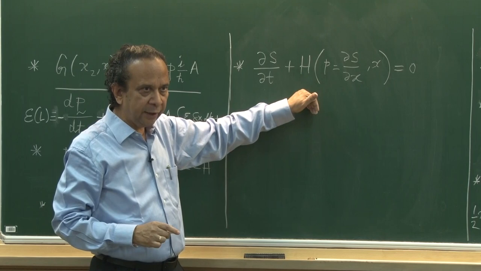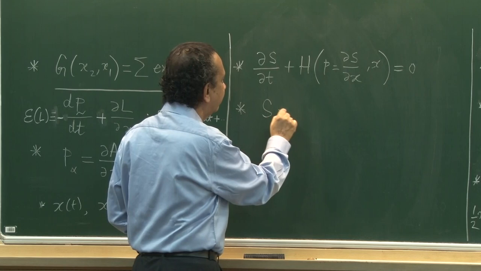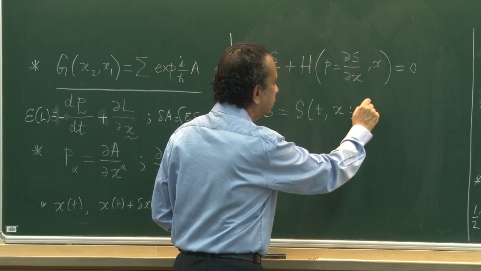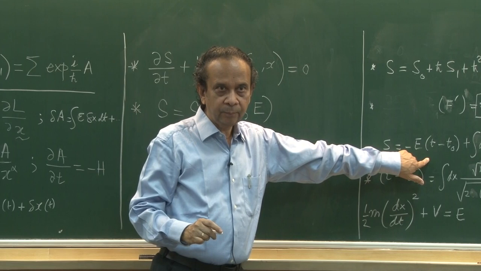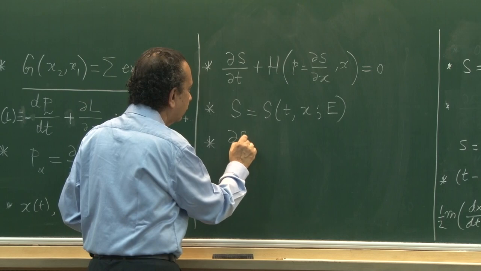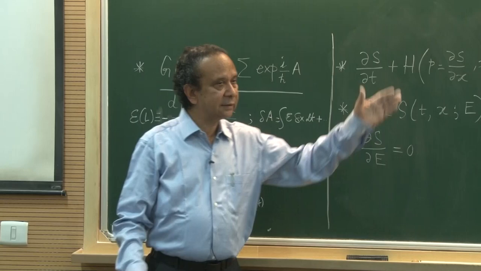You solved this. When you solved this, you found S to be a function S of t comma x with a parameter E. This is what we did here, right? You are with me, okay? So you got this. Then we said that dS by dE is equal to 0. Then you got the classical trajectory.